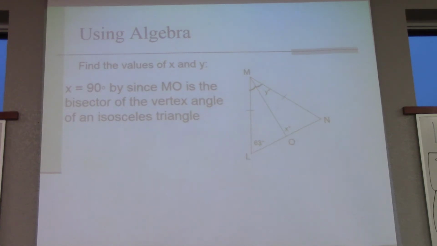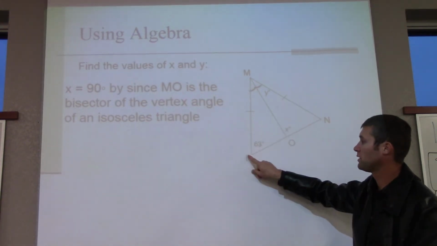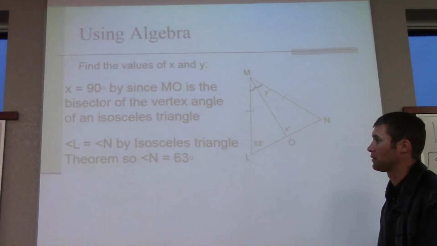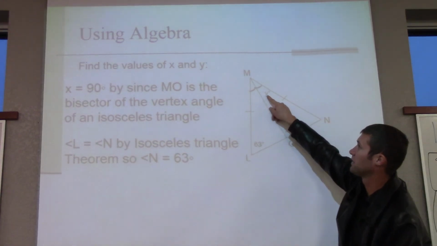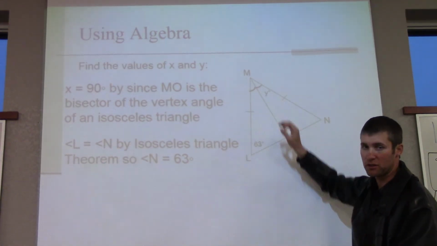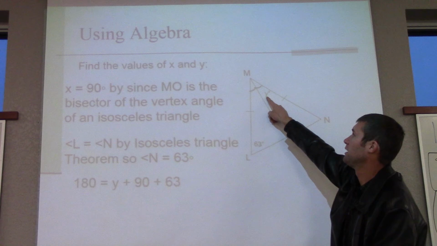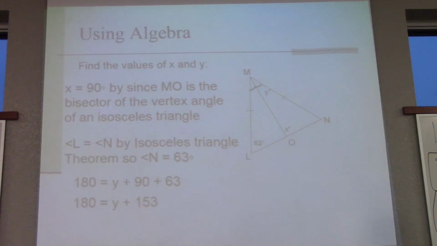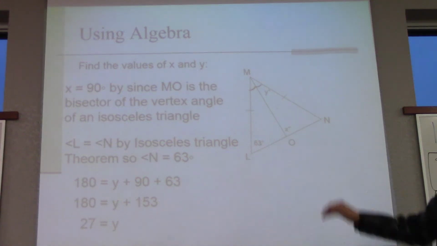Now that I know this is 90 degrees, if the sides are equal, what do we know about L and N? Well, L and N are equal as well, so L and N are 63 degrees. Now to solve for y, I know this is 90, this is 63, and I need to find this. In a triangle, the angles add to 180. So 90 plus 63 plus y should equal 180. Add those together, you get 153. Subtract 153 from 180, and you get 27 degrees. So that's how we can go about solving for that.